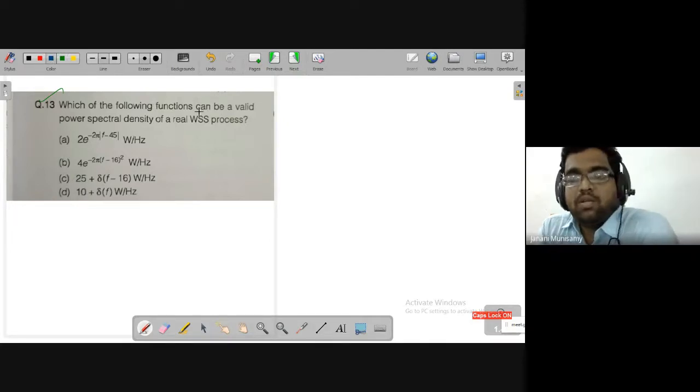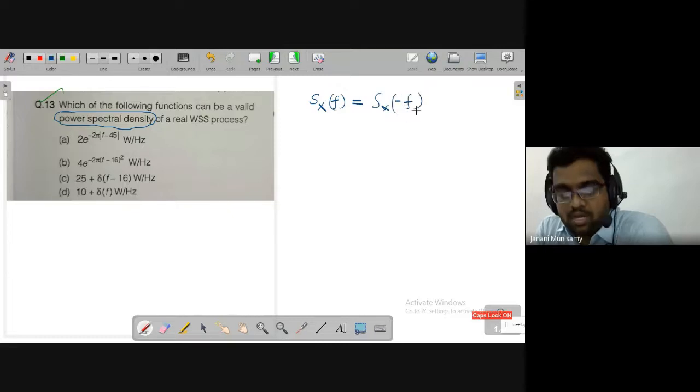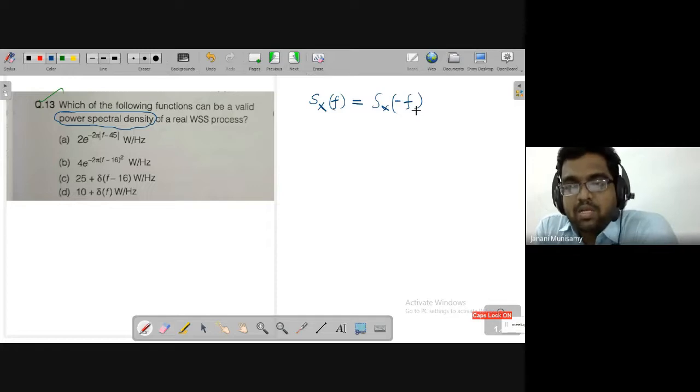Which of the following function can be a valid power spectral density of a real wide sense stationary process? Okay, so you should know the properties of power spectral density. Yesterday I told you the power spectral density is always an even function. That is the one property. And then power spectral density value can never be negative, because power cannot be negative at any point of time. So these are the two properties.